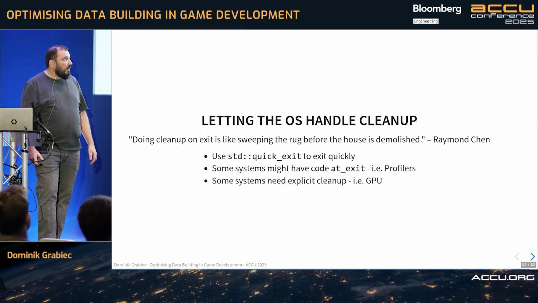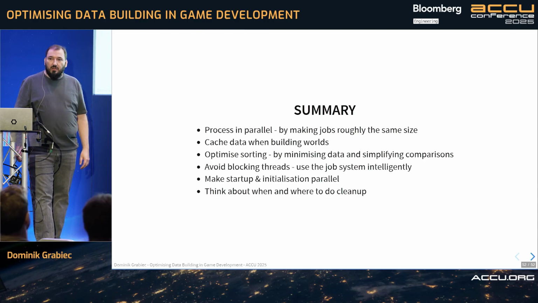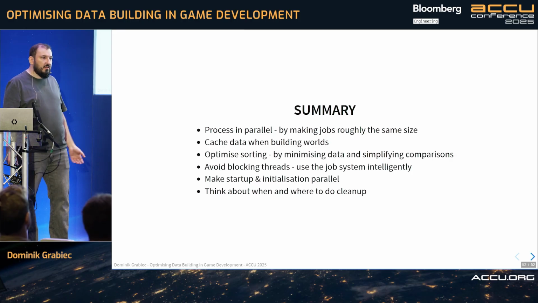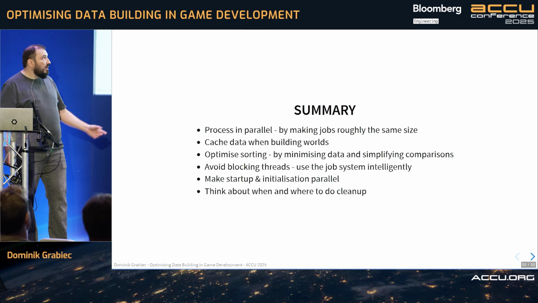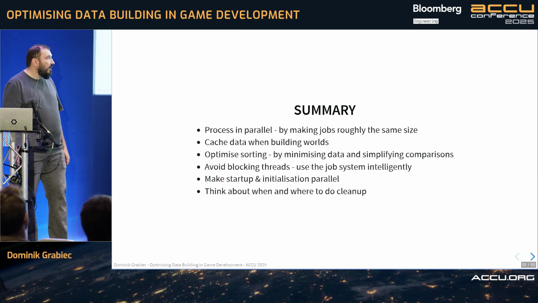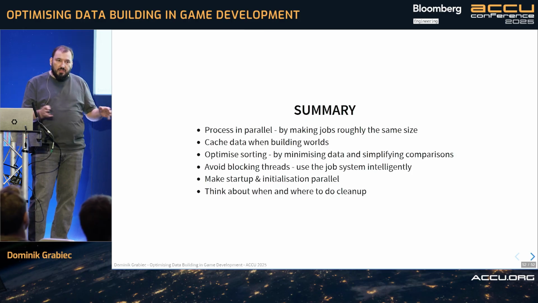So in summary, process everything in parallel. That's pretty self-evident to a lot of people, but it's good to refresh the simple things. Cache data when building worlds, like building large things, cache it, so things can just read individual bits and don't need to do custom loading. Optimize the sorting by minimizing the amount of data that needs to be passed through the CPU to compare and the number of comparisons that you do.